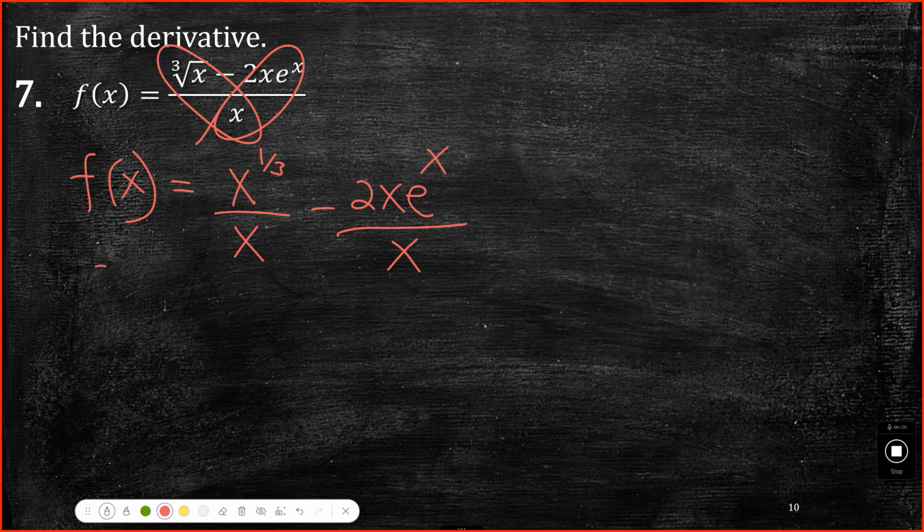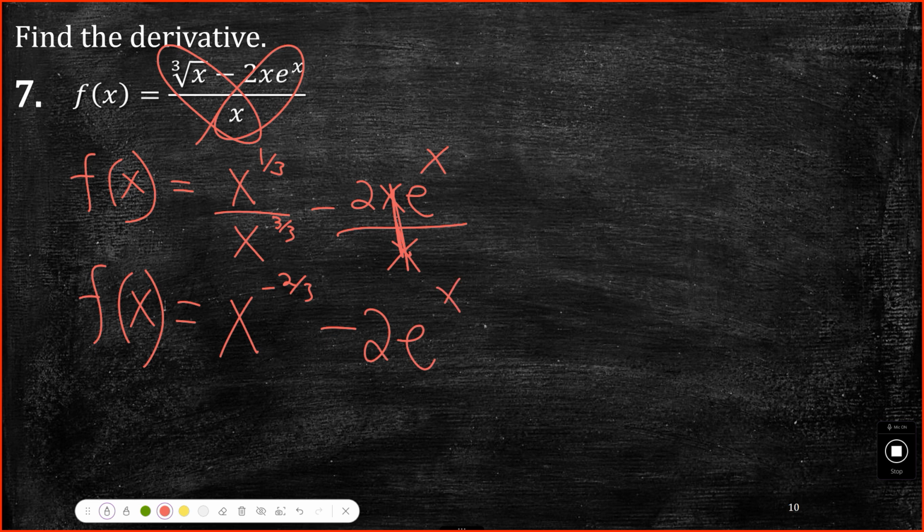Even before we do anything else, this is all algebra. The bottom x is to the power of 1, which is 3 over 3, and now we can just subtract. So this would be x to the, what's 1/3 minus 3/3? That's negative 2/3. All right, we're there. Minus, you can cancel the x with the x here, so it's minus 2 e to the x. And now we can take the derivative.